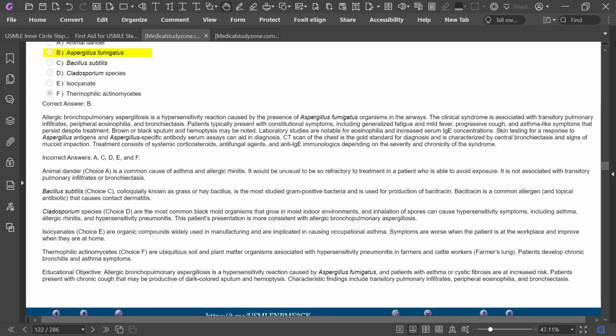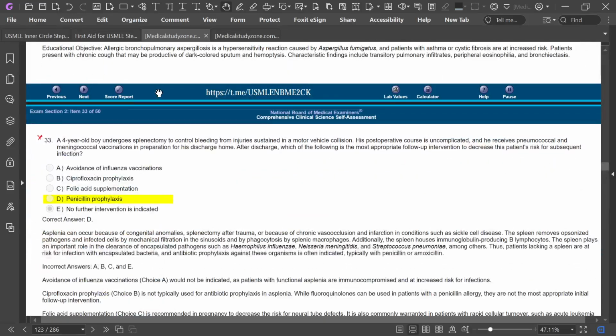Next. A 4-year-old boy undergoes splenectomy to control bleeding from injuries sustained in a motor vehicle collision. His postoperative course is uncomplicated, and he receives pneumococcal and meningococcal vaccinations in preparation for discharge home. After discharge, which of the following is the most appropriate follow-up intervention to decrease this patient's risk for subsequent infections?